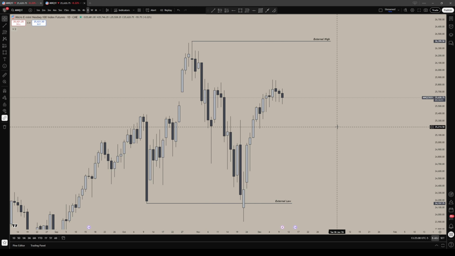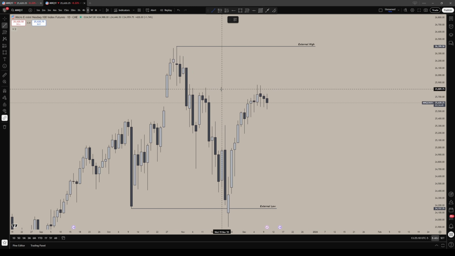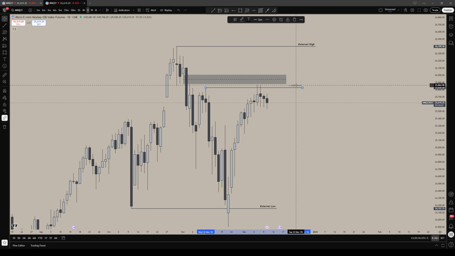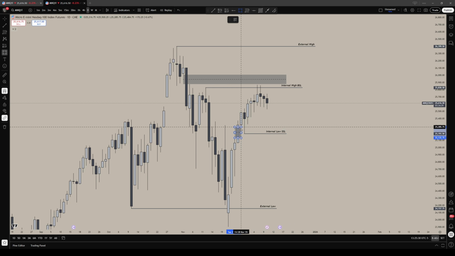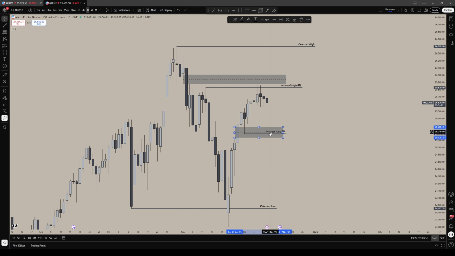So this is sell side, this is buy side. Now you look at the internal. We have this internal high, this internal fair value gap that we did not trade into yet. So we have this internal high buy side liquidity, and we have the main internal low sell side liquidity, and this fair value gap. This is my draw on liquidity.